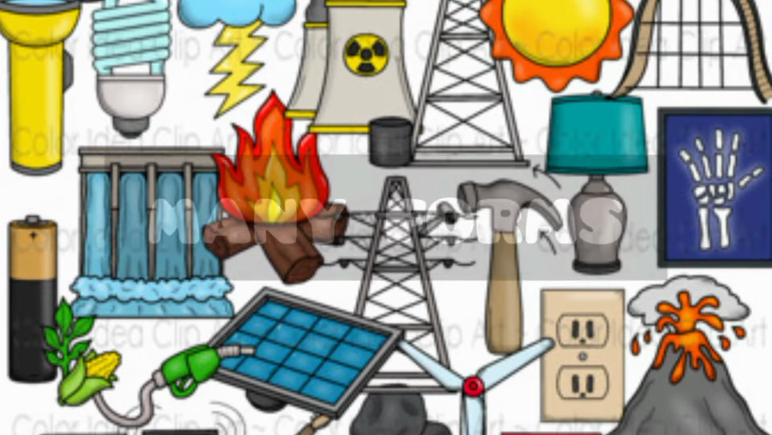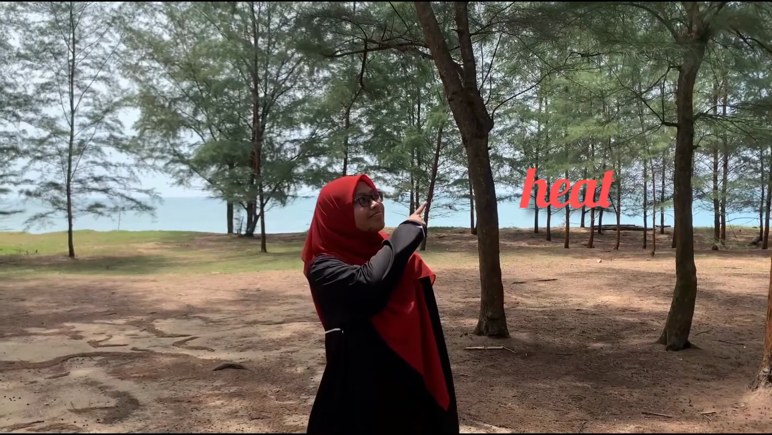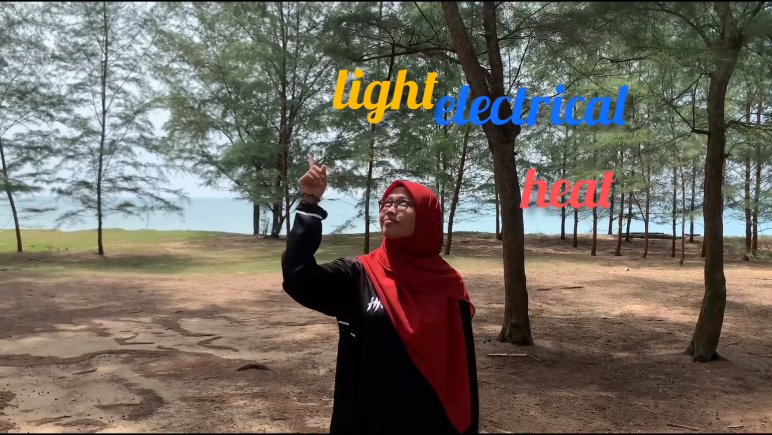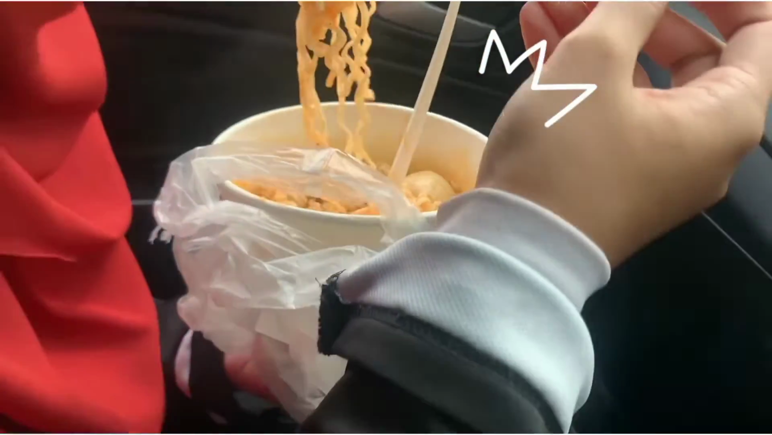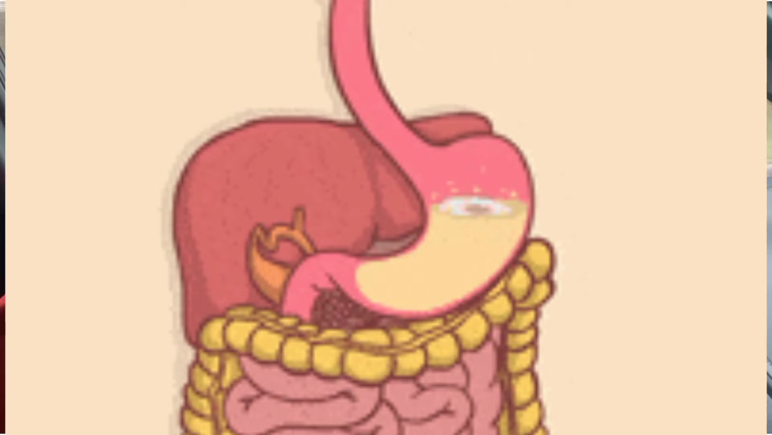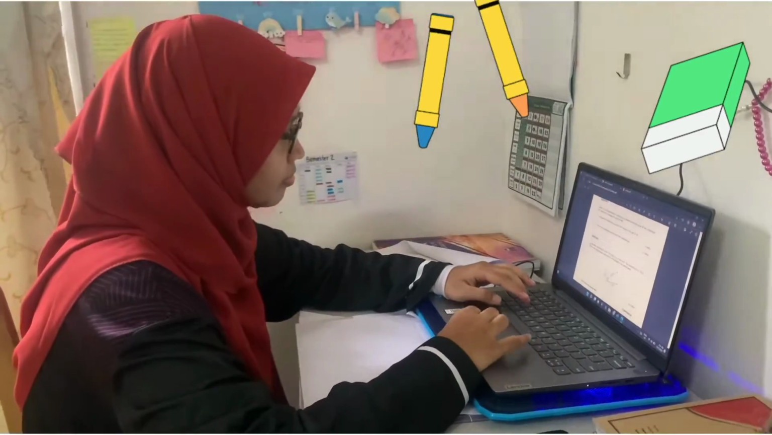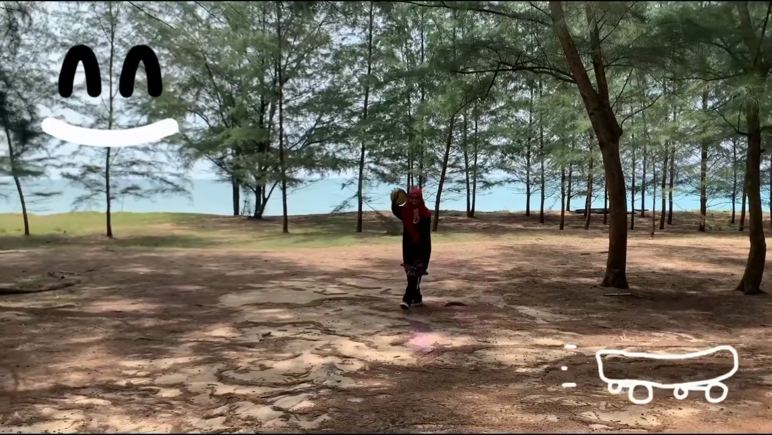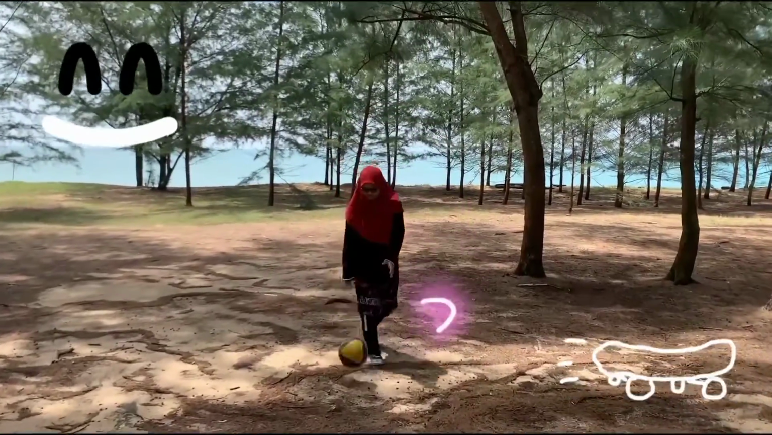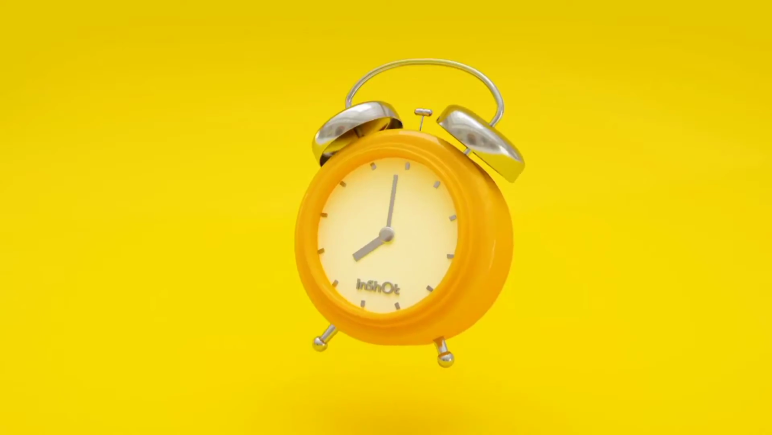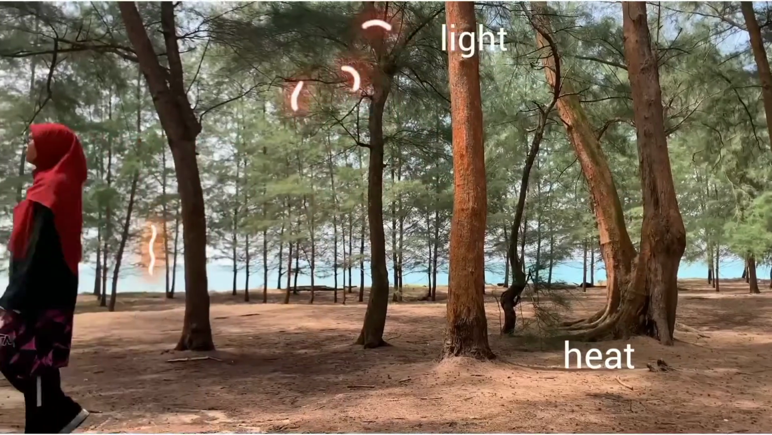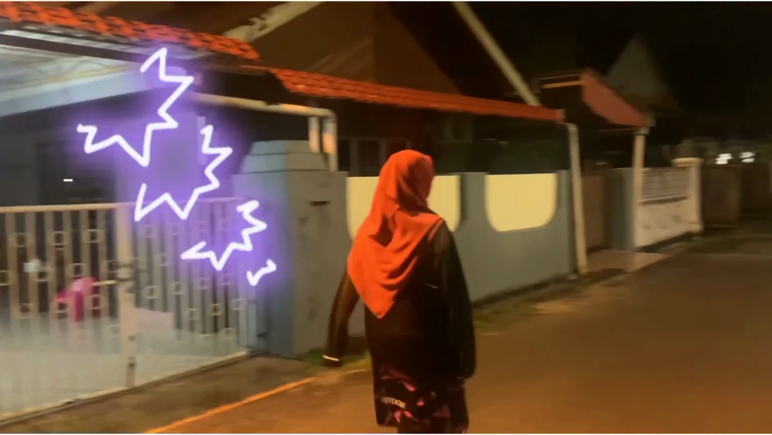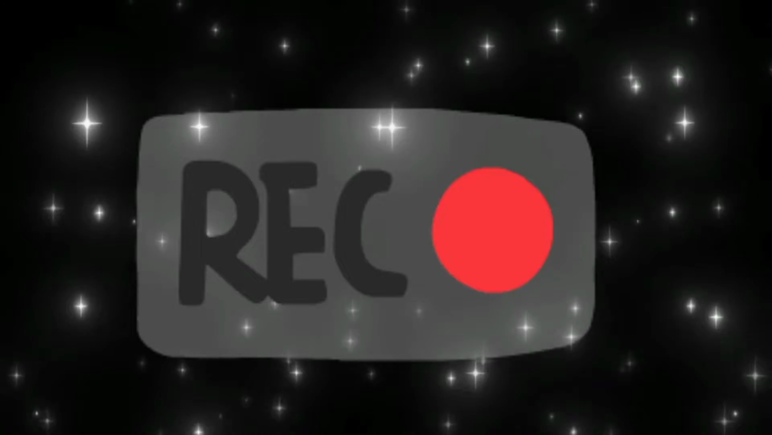Energy can be found in a number of forms. The forms of energy are heat, electrical, light, sound, and chemical. When we eat, the body breaks down the food to give us energy to do work and play. When we walk in the morning, we receive energy from the sun in the form of heat and light. At night, the street light gives us light in the form of electrical energy.